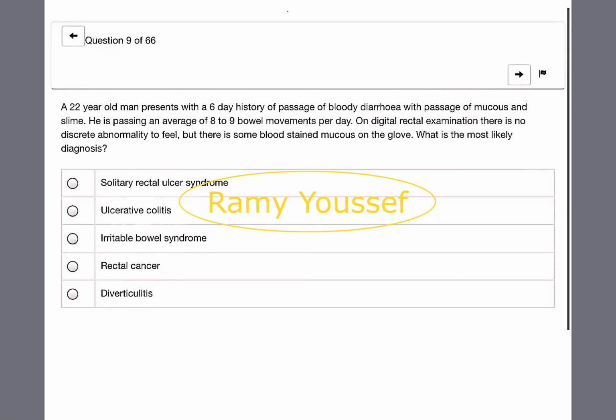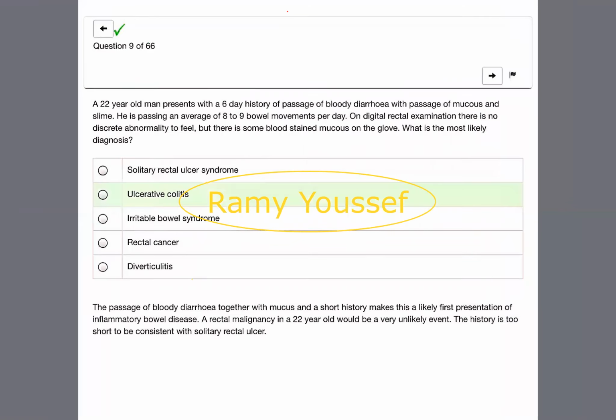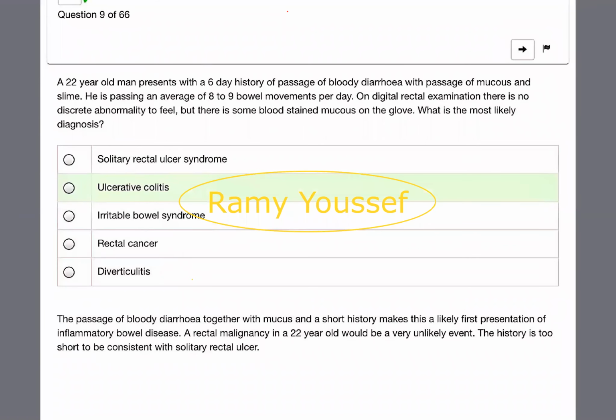It is not irritable bowel because irritable bowel will come with diarrhea and constipation and will not have any slime or blood. Rectal cancer is not in this age, and this is not the presentation. Diverticulitis is not in this age, and the pain will be in the left iliac fossa and the blood will be dark. Okay, old age and dark blood will be diverticulitis. Here, this is a typical picture of inflammatory bowel disease. Many motions, blood, diarrhea, mucus equals ulcerative colitis or Crohn's disease, but this is mostly ulcerative colitis.